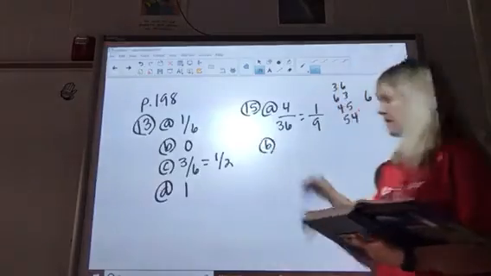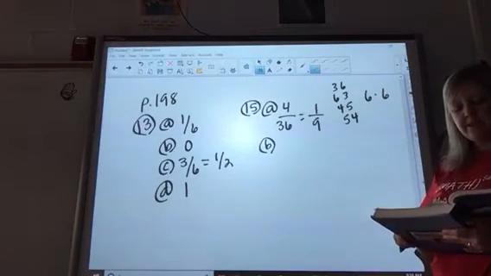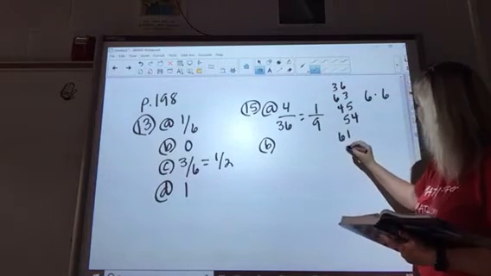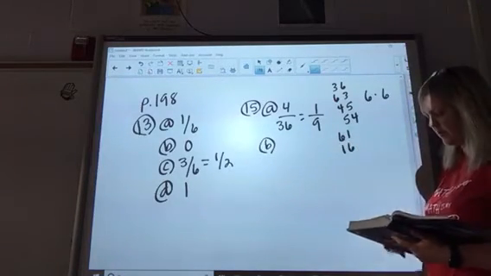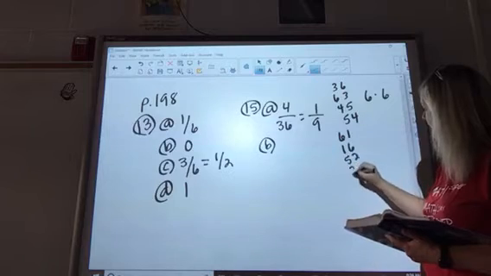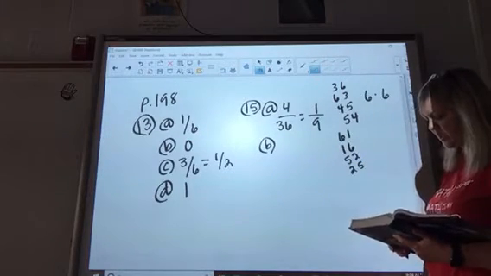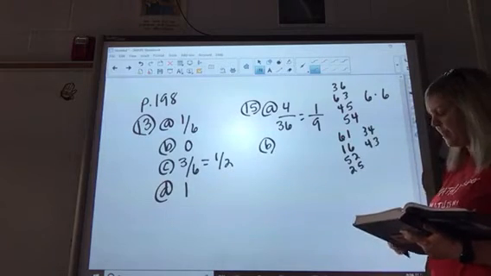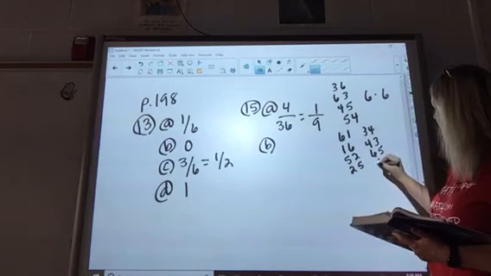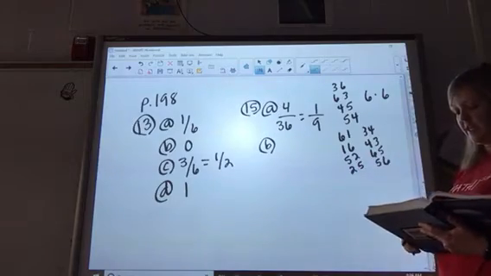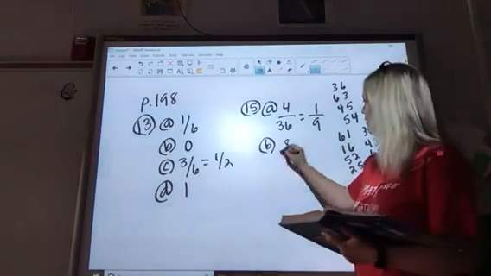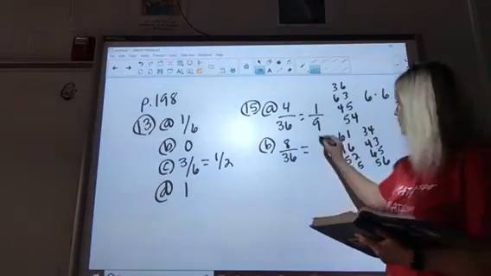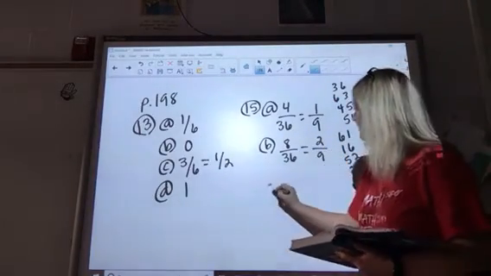Okay, B. 15B says a sum of 7 or 11. So these are the ways to get 7: 6 and 1, 1 and 6, 5 and 2, 2 and 5, 3 and 4, 4 and 3. And the ways to get 11 are 6 and 5, 5 and 6. That's a total of 8 outcomes out of that 36, which reduces to 2/9.